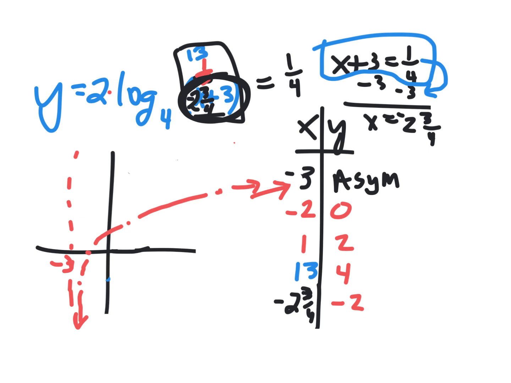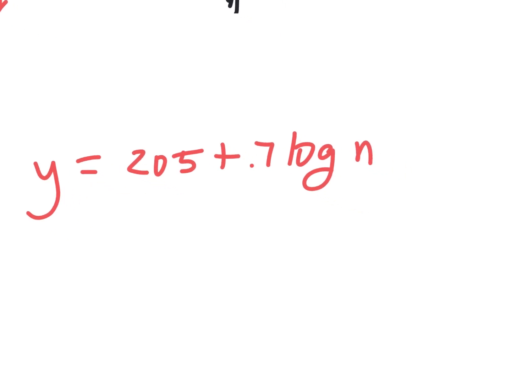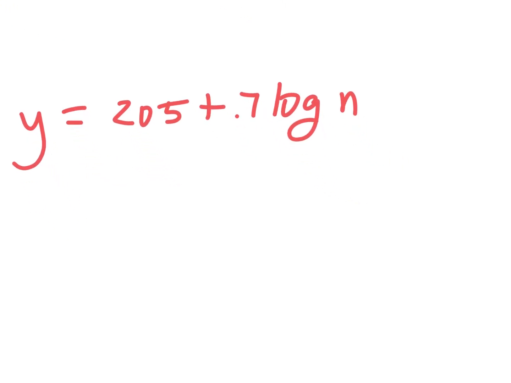Okay, that's pretty much everything that we taught you except for application problems. On an application problem, they would give you an equation. And you just have to stick the number in the equation. So I'm going to give you one. Let's say you had y equals 205 plus 0.7 log of n. That's some weird equation I just gave you. What if I told you n? Could you figure out the answer? It wouldn't be that hard, right?